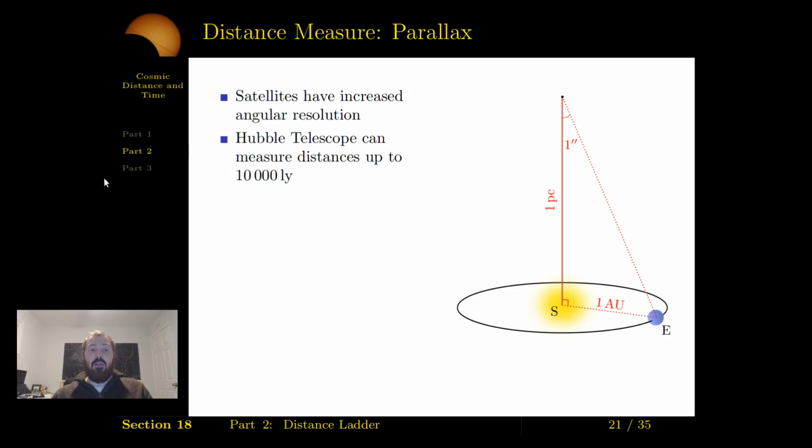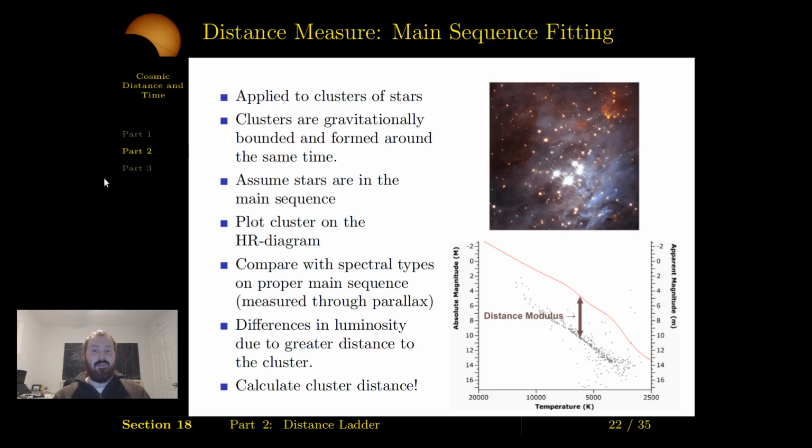Hubble can do about 10,000 light years away from us. 10,000 light years away. So parallax is getting better and better. But that's still not good enough to get outside of our galaxy. And we know the universe is vast and filled with billions of galaxies. So let's try another technique.